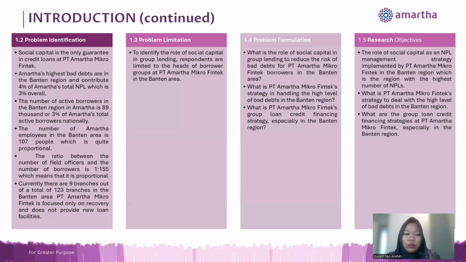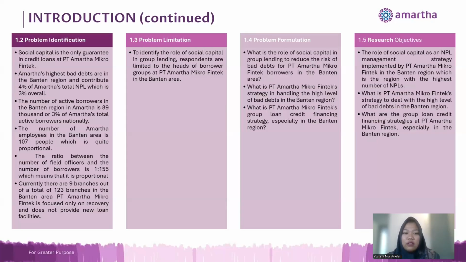The ratio between the number of field officers and the number of borrowers is 1 per 155, which means that it is proportional. Currently there are 9 branches out of a total of 123 branches in the Banten area. PT Amartha Mikro Fintek is focused only on recovery and does not provide new loan facilities.